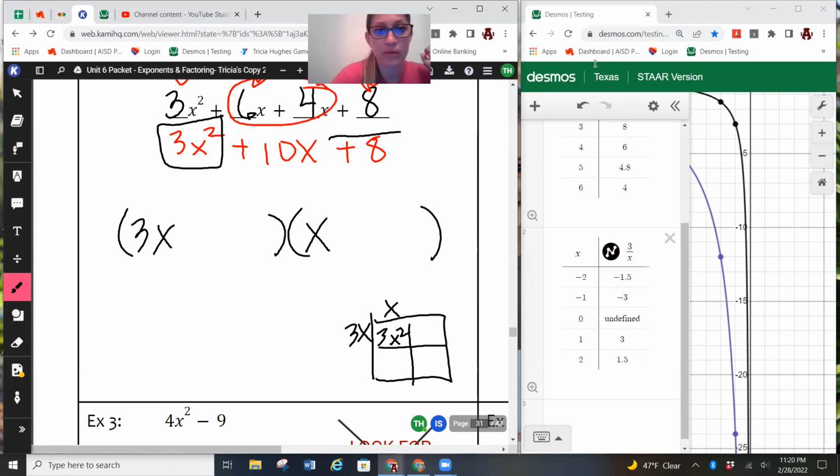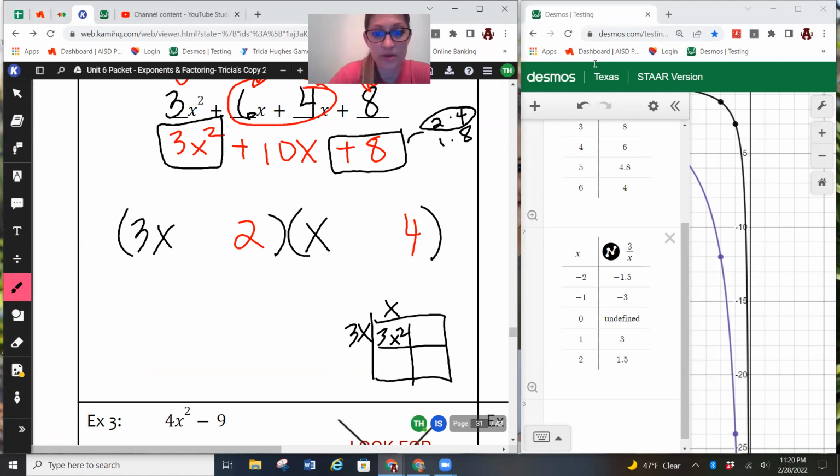Now we're going to break up the 8. What multiplies to 8? Well, 2 times 4, 1 times 8. So you can just come over here: 2 times 4, 1 times 8. Well, I'm going to use 2 and 4. So again, we're doing the guess and check method. 2 and 4. Now you have to actually see if that works.